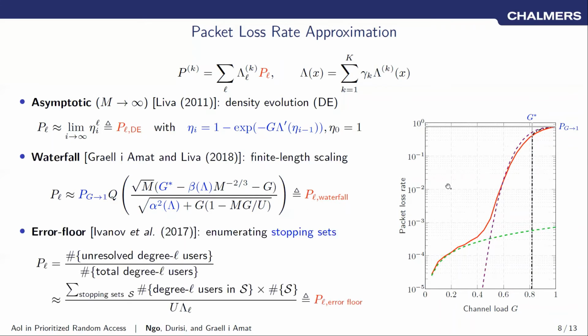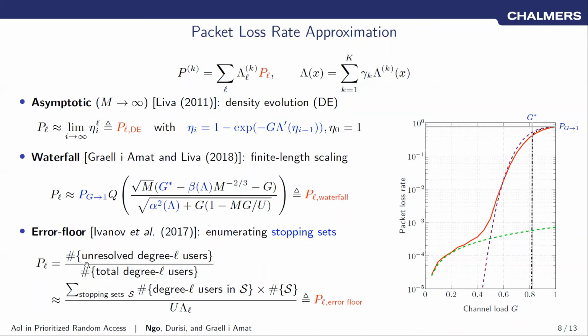In the error floor region, we can approximate PL following this work. So the idea is that in this region, the decoding failures are mostly caused by a harmful structure in the decoding graph, which is called a stopping set.